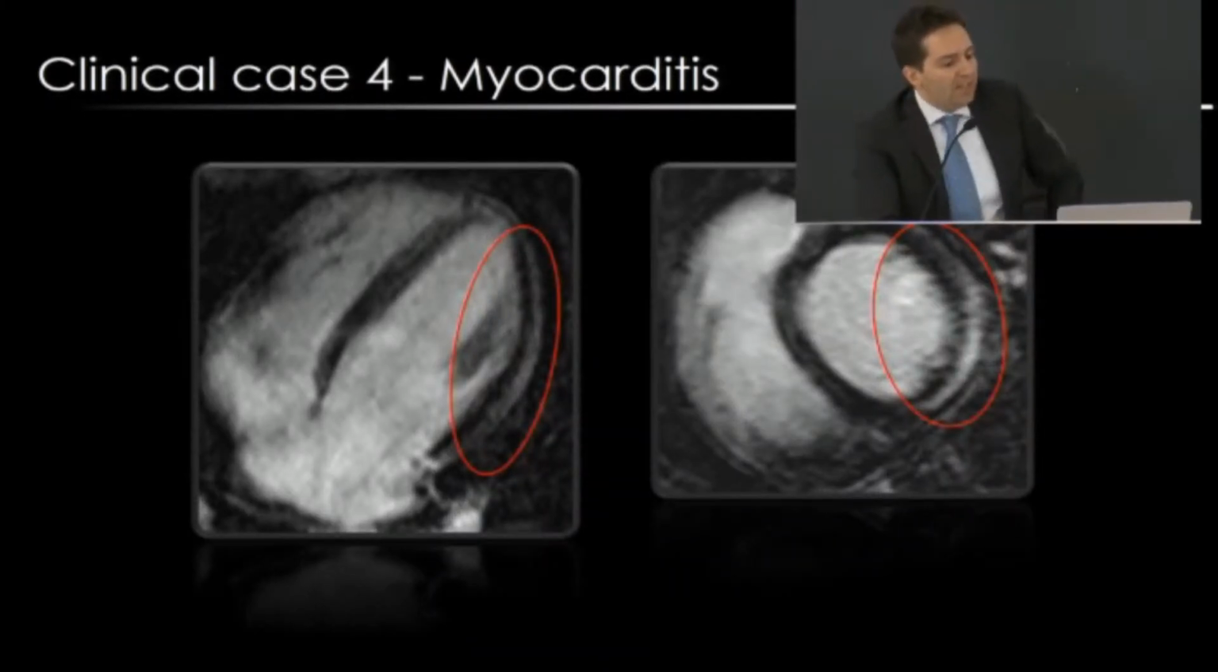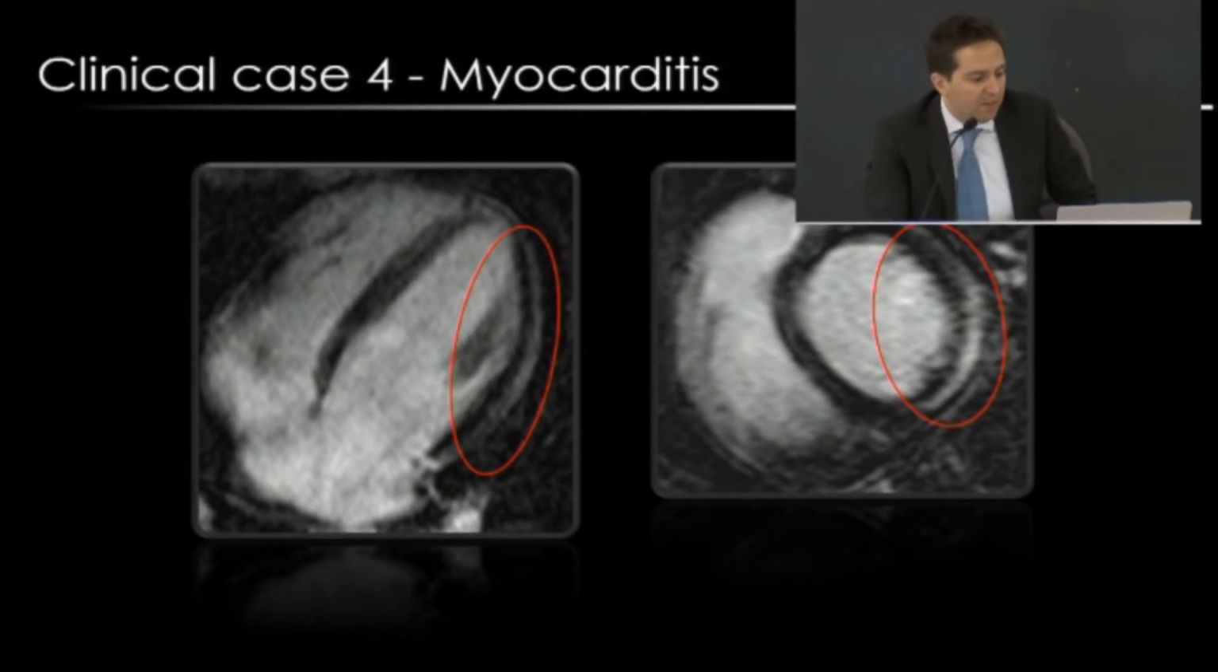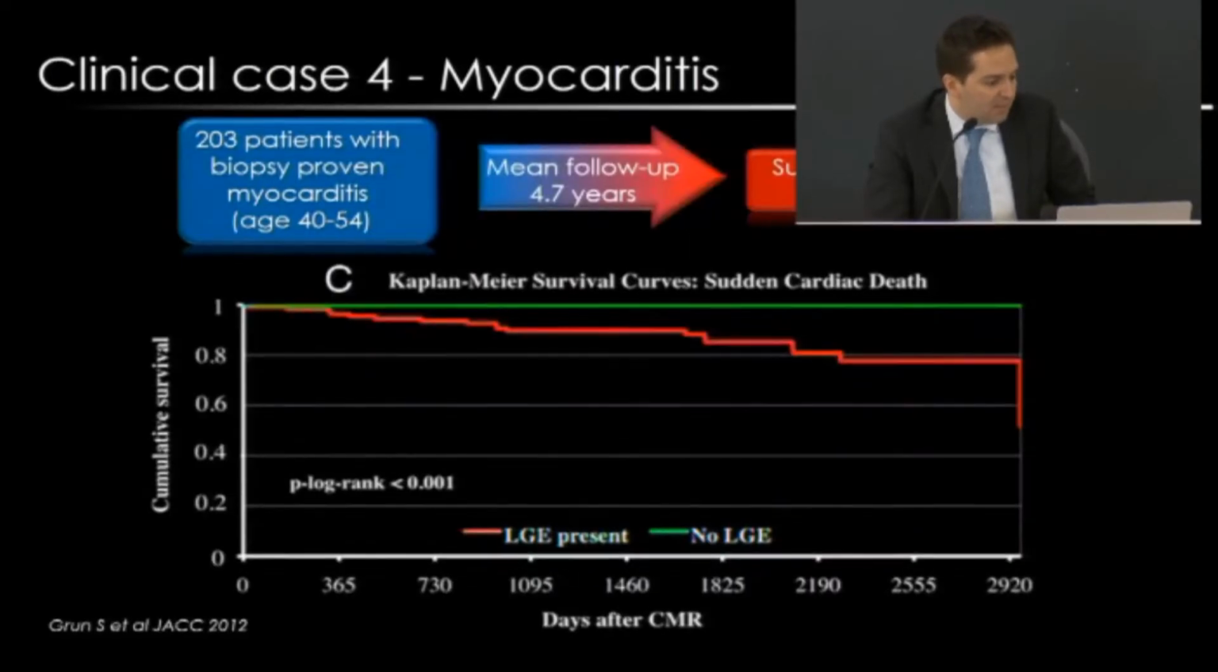And we did a CMR, and the CMR demonstrated an area of fibrosis in the epicardial region of the lateral wall of the left ventricle. And this finding was considered consistent with a healed myocarditis, a recent and healed myocarditis. So the presence of areas of fibrosis on CMR, the presence of late gadolinium enhancement, has a bad prognostic significance. And this has been demonstrated by this study that was published in JACC in 2012.